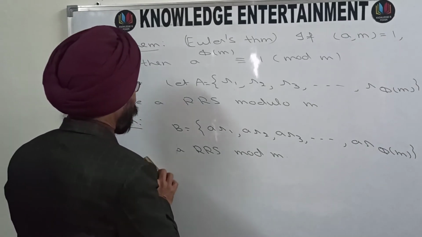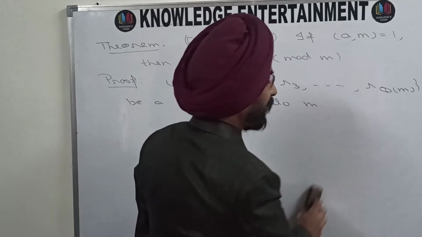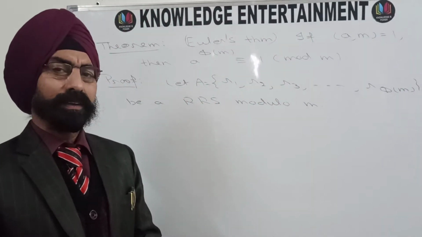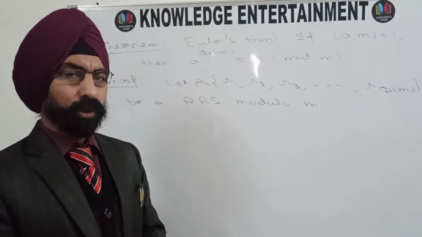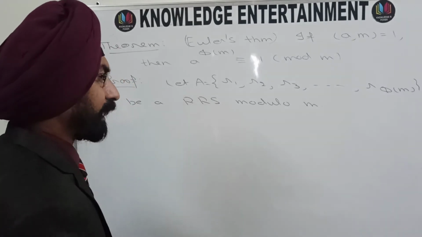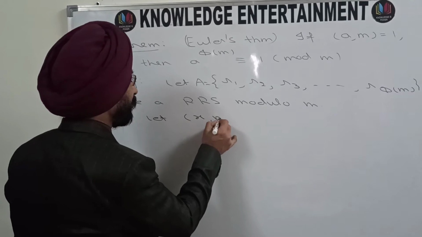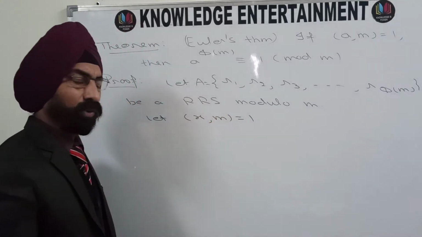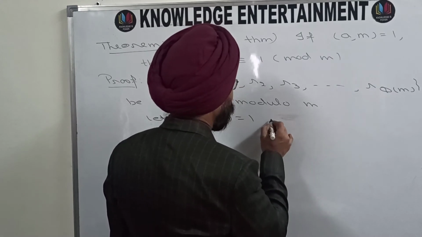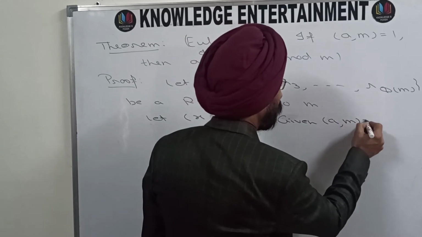And finally we will show that for every integer x, there is a member in the set B such that the two are congruent to each other modulo M. So for the third part, let x be a positive integer such that GCD of x and M is 1. Already we are given that GCD of a and M is 1.